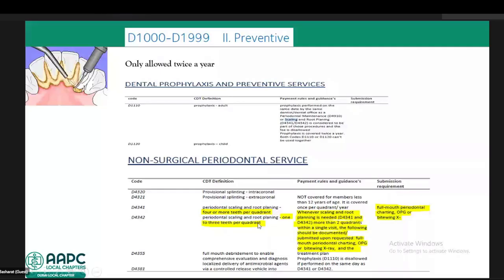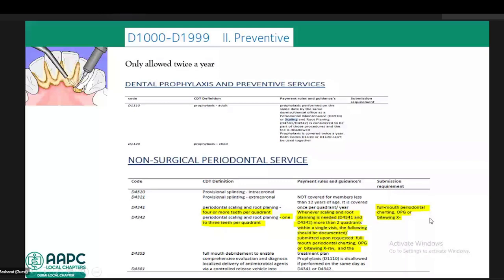So here if you see the guideline and payment rules, whenever scaling and root planing is needed, D4341 and D4342, more than 2 quadrants. So these are per quadrant, you have different codes with a single visit. The following should be documented, submitted upon request: full mouth periodontal charting, OPG or bite wing X-ray. So you need to have a charting for these teeth when you are submitting this code.